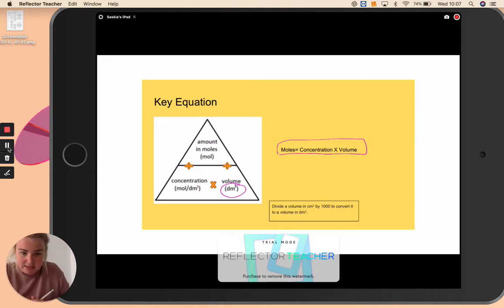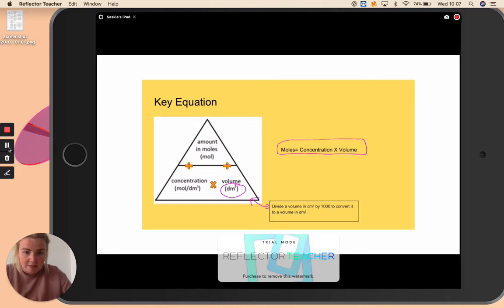So that's decimetres cubed, okay? All volumes in chemistry are measured in decimetres cubed. If you get a volume in centimetres cubed, all you have to do is divide by 1,000 to convert it to decimetres cubed. Okay, so watch out for that. That's most probably going to be the biggest thing that's going to trip you up when doing these concentration equations.